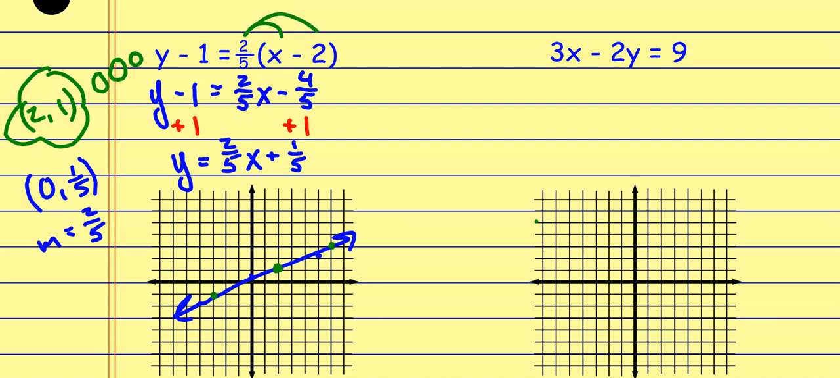Down 2, back 5. Look at that. See, I was a little off on this other end. That would be a much more accurate graph if I had used point slope, okay? So keep that in mind. Same thing. Let's look at the next one.